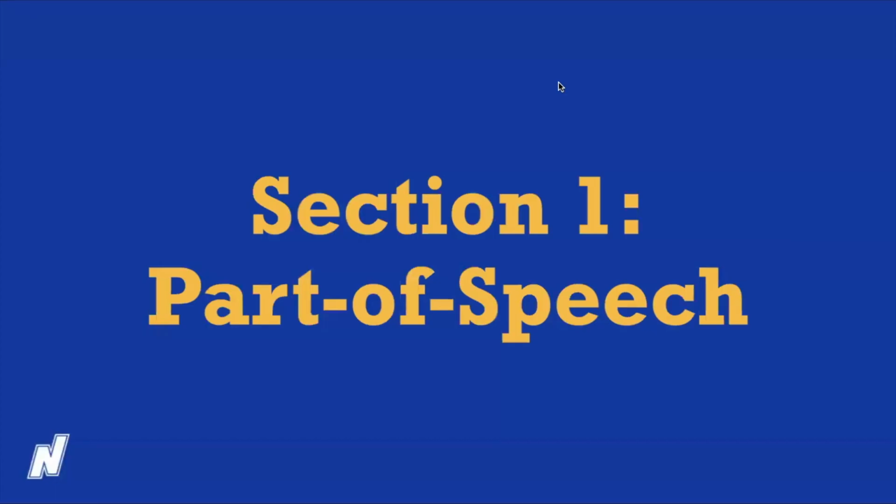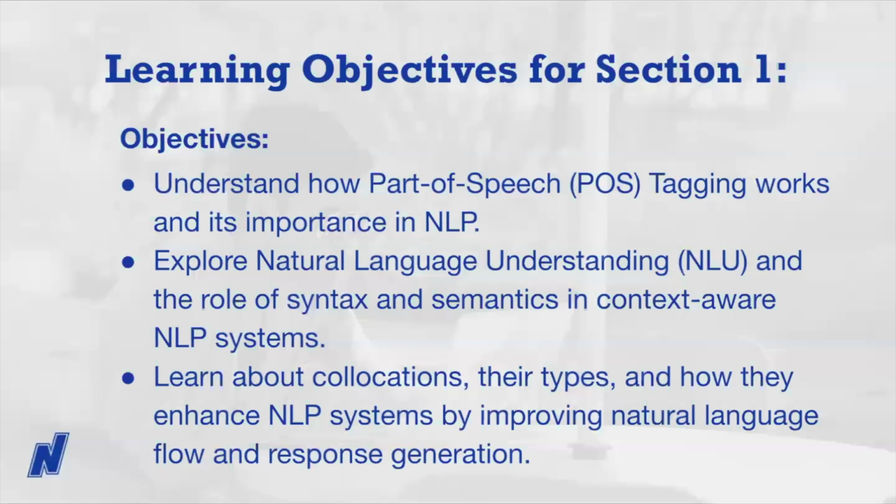For this one, we'll talk about parts of speech, but let's go over what we'll cover in more depth. For this section, we'll talk about a couple different things. We'll touch upon POS tagging. We'll talk about why it's important within NLP. Then we'll explore more about the NLU topics we talked about a couple weeks ago, such as roles and semantics and context awareness. So it's a super important part of it. And then we'll jump into collocations, their types, and how they enhance NLP systems by improving the flow and generating responses.